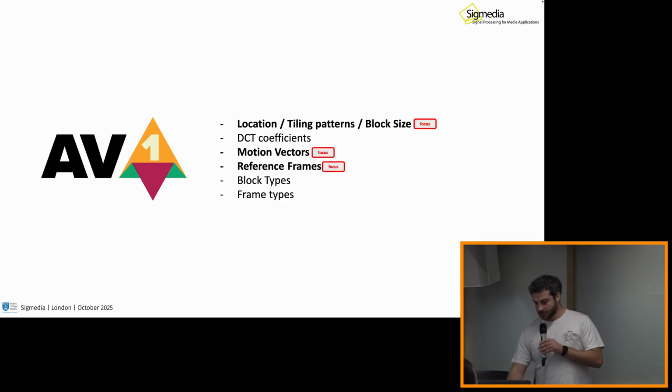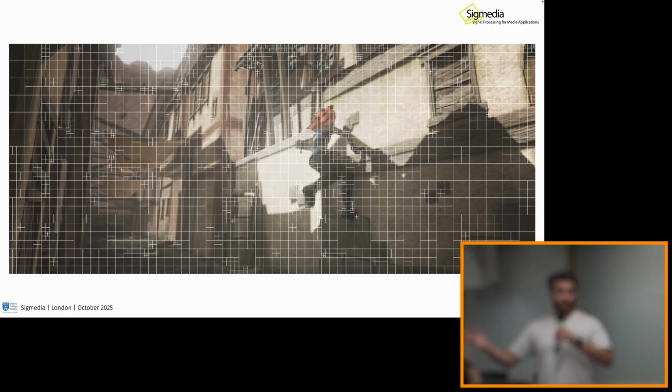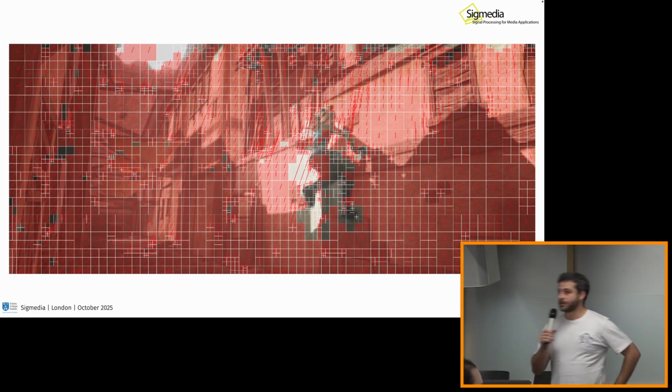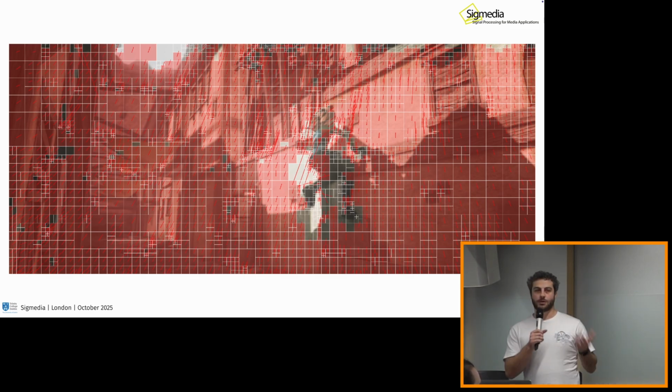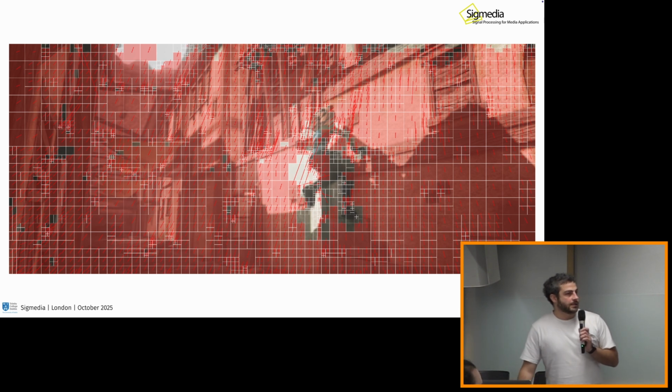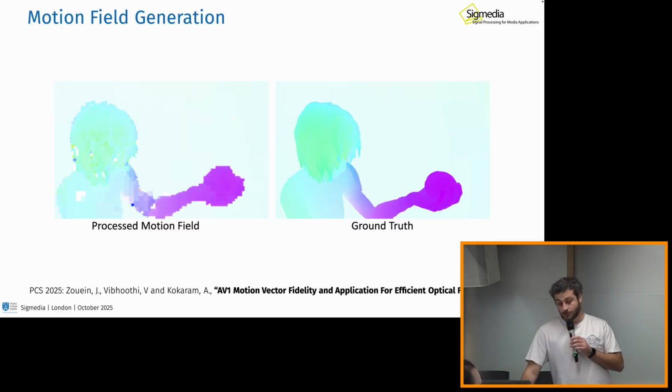So if you take a random frame, you have coding blocks. And for most of those blocks, you have motion vectors and a reference frame. Basically, it tells you that blocks come from that location in that frame that you already processed. Really simple idea. And seeing that, we thought that we could reuse them for getting motion fields.